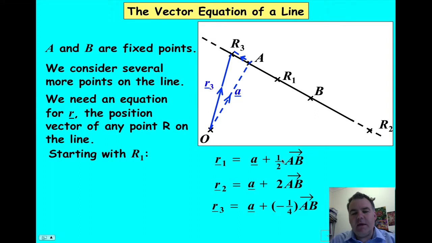Now you'll notice that there's a pattern building up here. All of the points on my line I can get just by changing this number in front of the vector from A to B. And that gives us the general equation of the line.